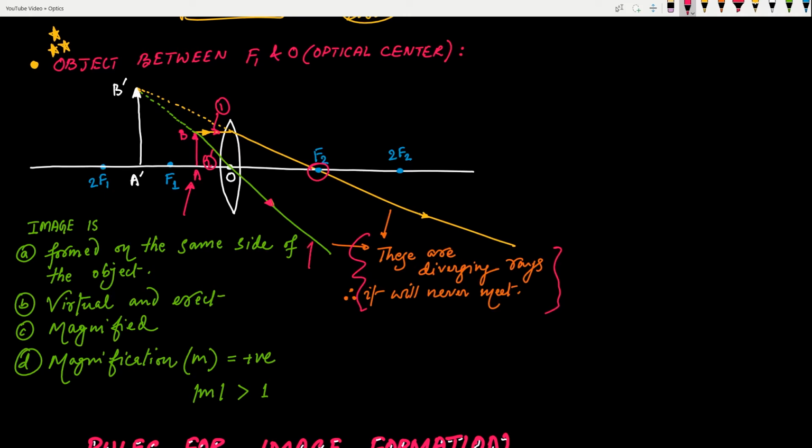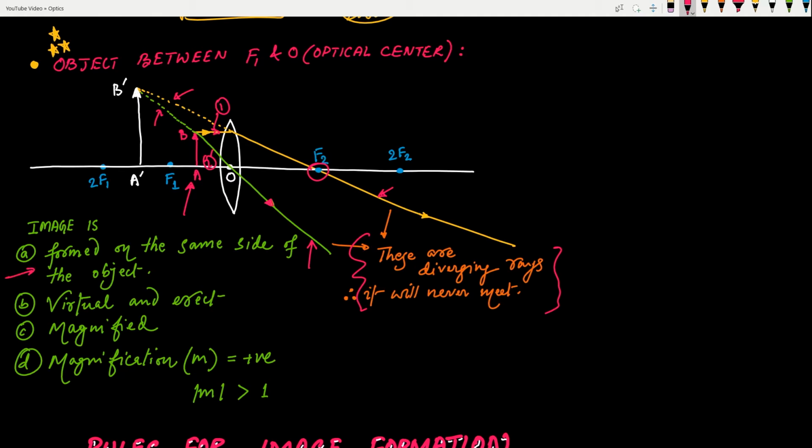But if we take these rays and extend them behind, as you can see here and here, then we will get an intersection point, that is a false intersection point. This is not a real intersection point. And since that's the intersection point, we will see that the image is produced there. Simple as that. Now since the image is produced there, let's look into the properties that this image will have. Let's study that.